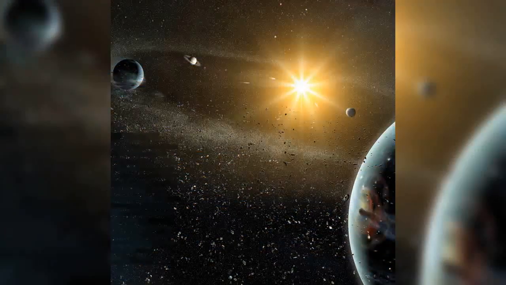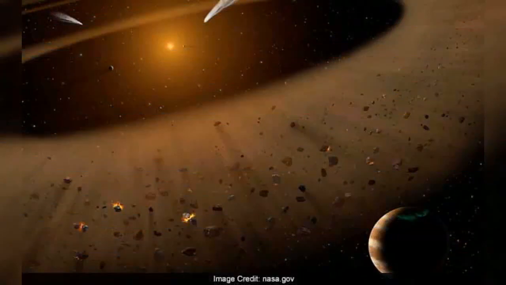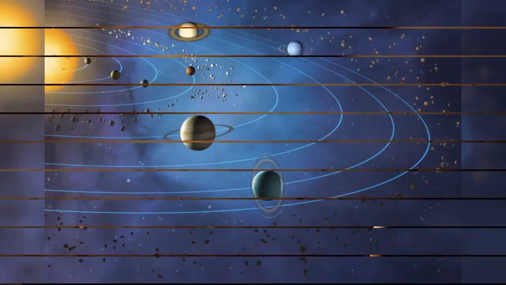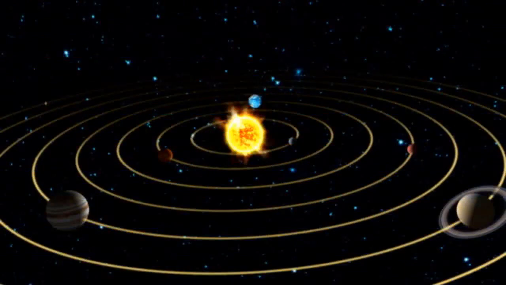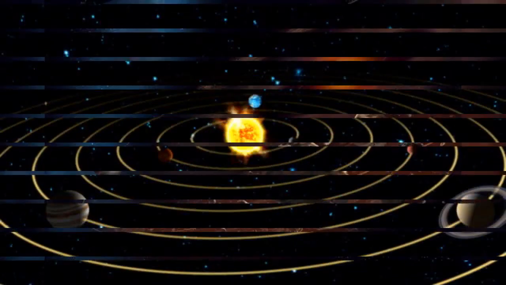5. Planet formation. As the protoplanetary disk evolves, the protoplanets continue to grow by accreting more material. Through collisions and gravitational interactions, some protoplanets merge to form larger bodies, while others are ejected from the system or become moons of larger planets.